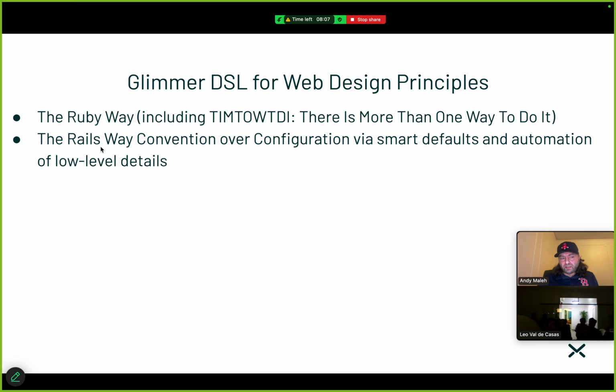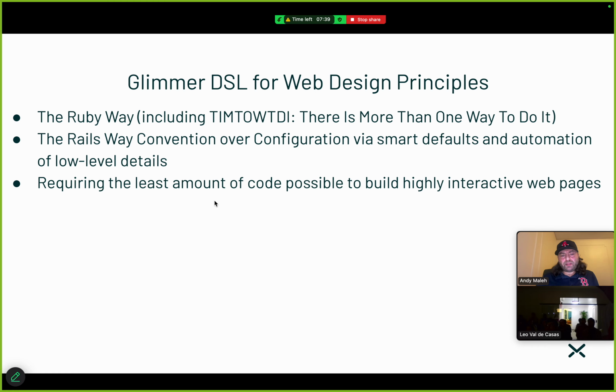Next, I want the Rails approach of convention over configuration via smart defaults and automation of low-level details. In Rails, a lot of things are automated because of convention over configuration. So I want the same thing. One big problem in JavaScript is, for example, if I want to configure Webpack, it has so many options, so many settings. I end up wasting weeks just setting up Webpack, whereas here we don't have to worry about that. Next is requiring the least amount of code possible to build highly interactive web pages. So I want the simplest possible syntax that we can do in Ruby.